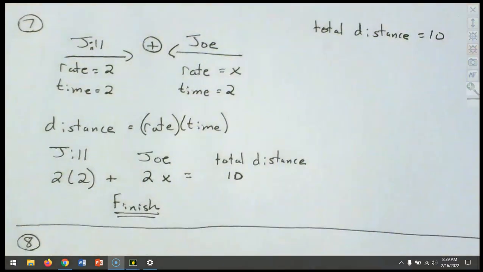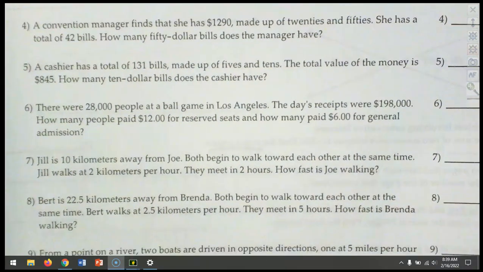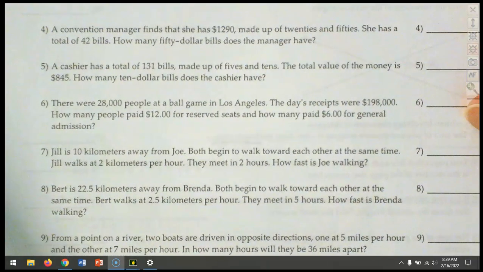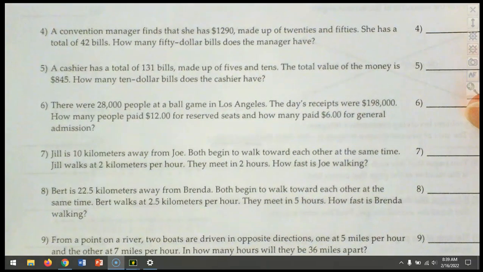Question 8. Very, very similar to what we just did in question 7. Bert is 22.5 kilometers away from Brenda. They both begin to walk towards each other at the same time. Bert walks at 2.5 kilometers per hour, and they meet in 5 hours. How fast is Brenda walking?